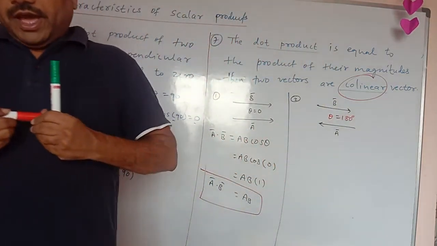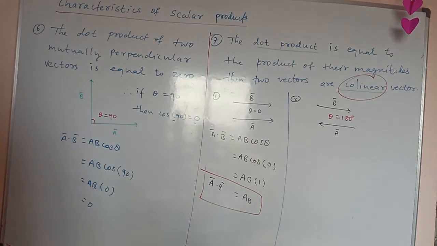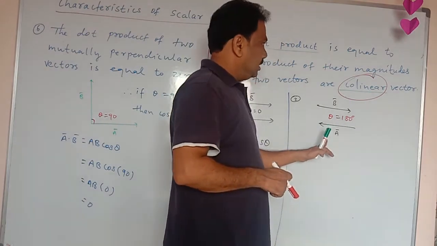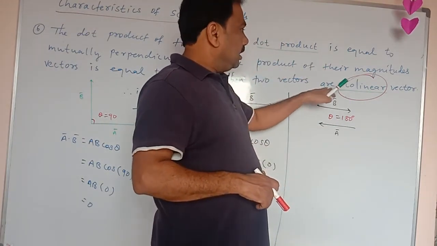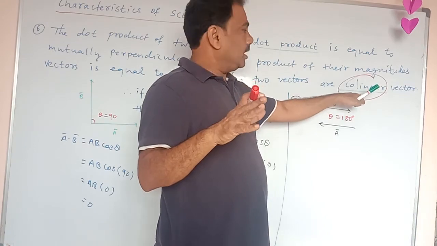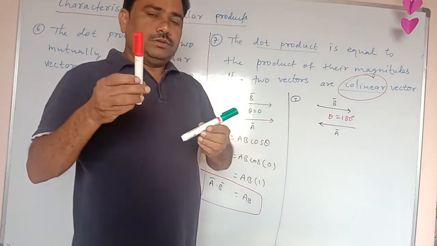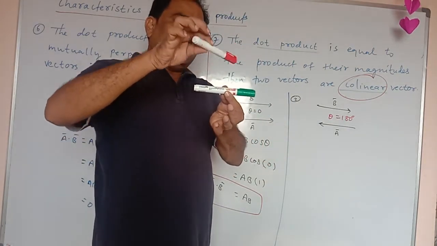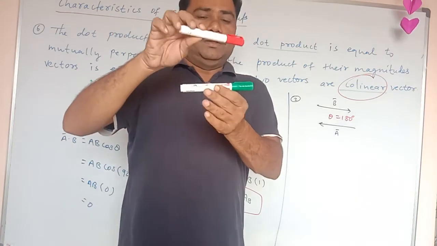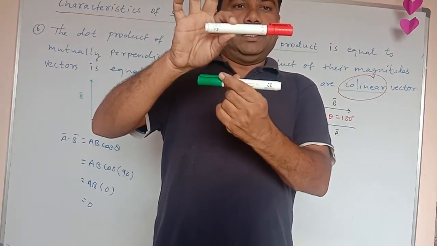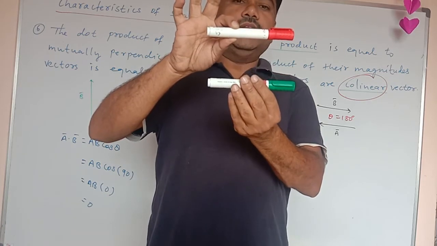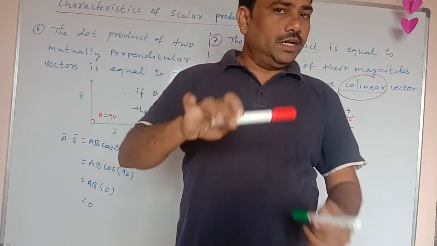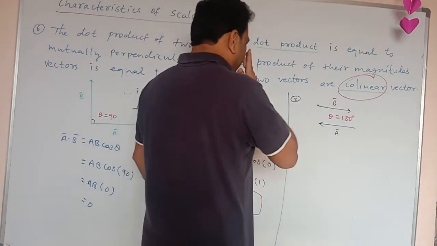Why are we taking 180 degrees? Because 180 degrees means they are anti-parallel to each other. This characteristic is related to collinear vectors, where the two vectors must be either parallel or anti-parallel to each other. If they are parallel, then theta is equal to 0. If they are anti-parallel, then theta is equal to 180 degrees. You should remember this, or you can memorize it.